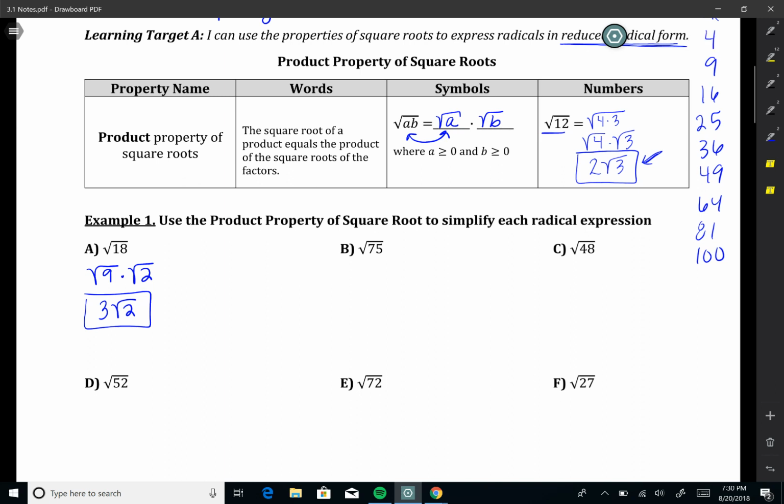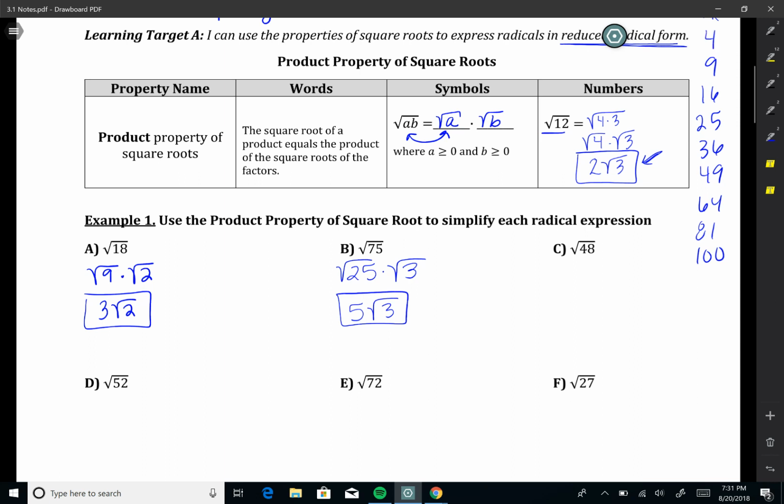Moving on to B, I have the square root of 75. Going down my list of perfect squares, does 4 go into 75? No. Does 9 go into 75? No. 16? No. 25? Sure does. 25 goes into 75 3 times. So I can take the square root of 25 times the square root of 3. I know the square root of 25 is 5. And so my reduced radical form would be 5 times the square root of 3.